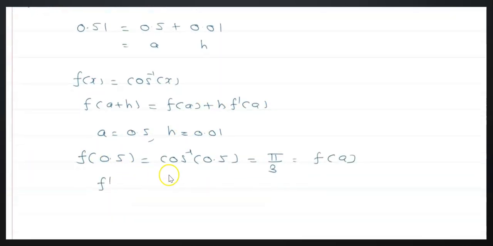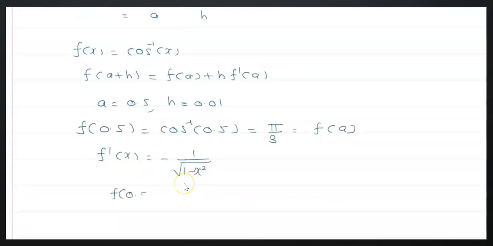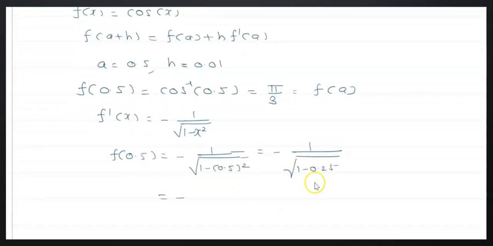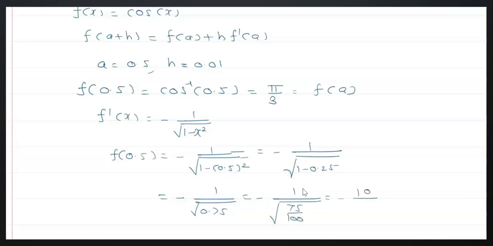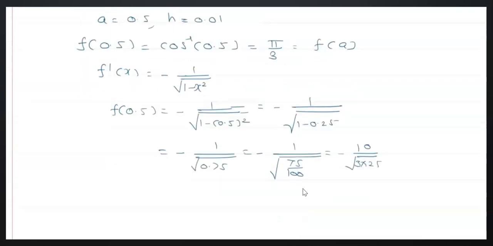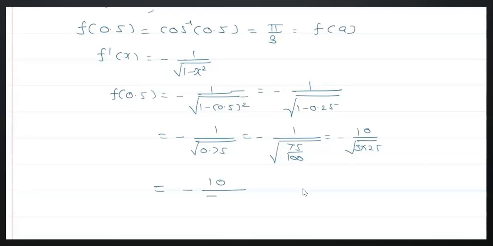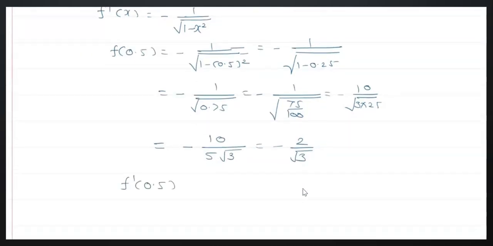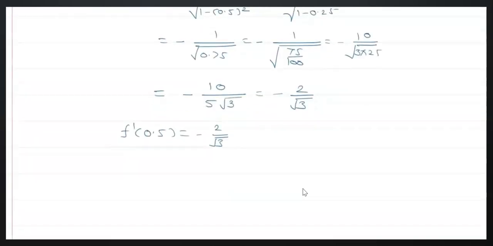f of 0.5 is cos inverse of 0.5, which is equal to pi by 3, that is f of a. f dash of x is equal to minus 1 upon root of 1 minus x square, and its value is minus 1 upon root of 1 minus 0.5 bracket square, that is minus 1 upon root of 1 minus 0.25, that is minus 1 upon root of 75 upon 100, that is minus 10 upon root of 5 into 25, that is minus 10 upon 5 into root 3, that is minus 2 upon root 3. Therefore, f dash of 0.5 is equal to minus 2 upon root 3.